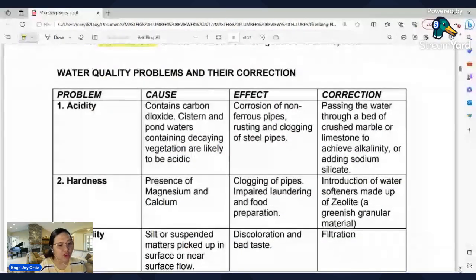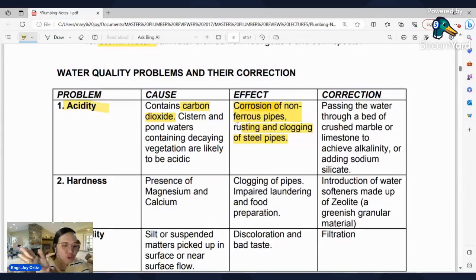So, water quality problems and their correction. Acidity: the cause is carbon dioxide. Cistern and pond waters containing decaying vegetation are likely to be acidic. The effect is corrosion of non-ferrous pipe, meaning pipe without iron, like aluminum and brass. Because it is acidic, deposits build up and the pipe becomes clogged. That's the reason.